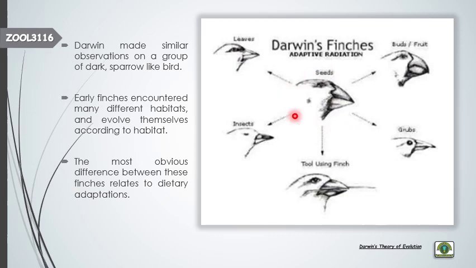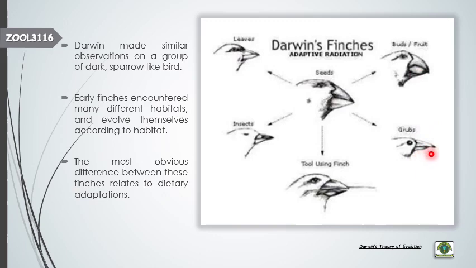Here you can see this is the main seed eater finch. Further, it is adapted to five different kinds of finches, with differences in the structure of their beaks. Here you can see the bird- or fruit-eating finch, grub-eating finch, tool-using finch, and insect- and leaf-eating finch. The seed-eating finch has a broader beak, like fruit and bird eating, because seeds, fruits, and birds are something that needs to be chewed or ground.